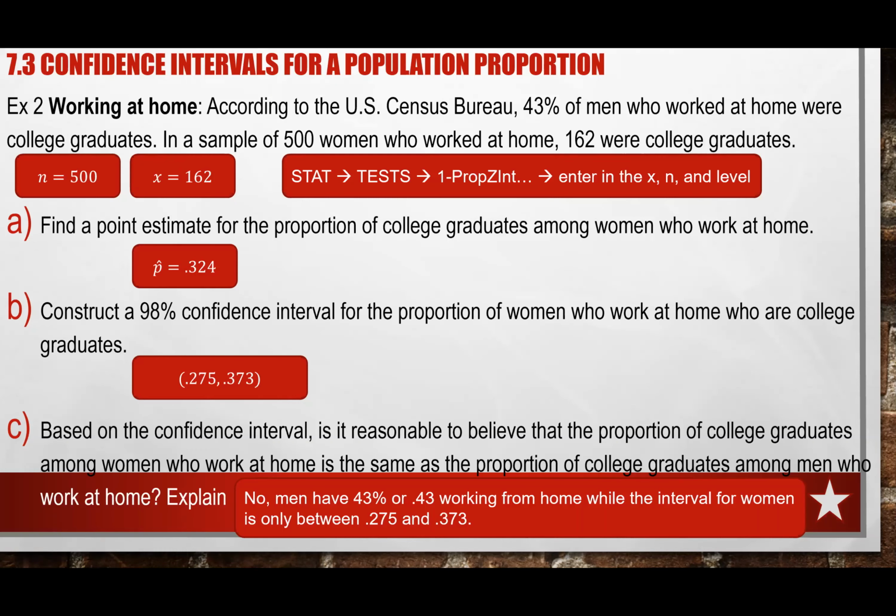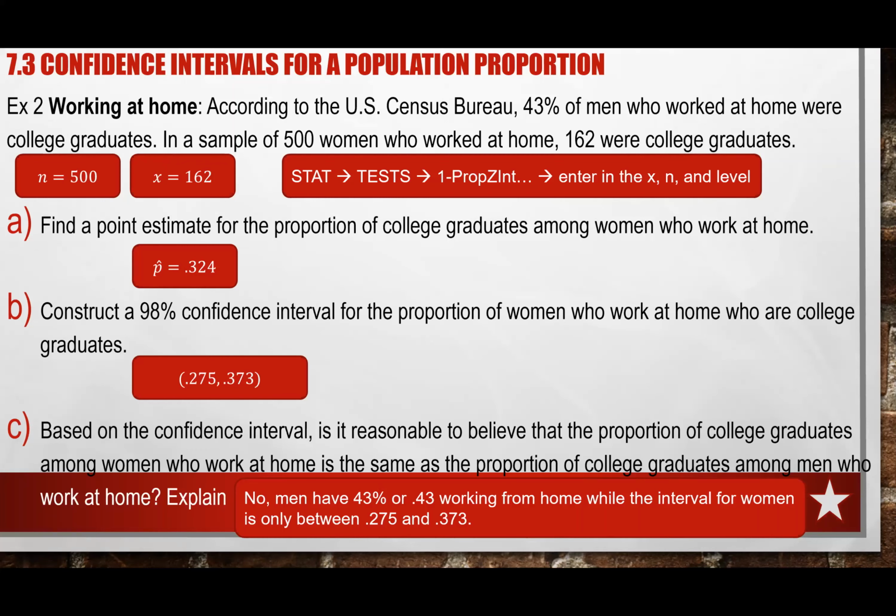Later on when we get to chapter 8, you will see that we have other steps that we can do to come up with a conclusion. But for now, we just want to see, based on the range that we calculated, whether this range contains the specific value that we have. Looking at this, we know that they are not the same, okay? Because the interval does not contain the proportion of the men. So any questions with this example 2?